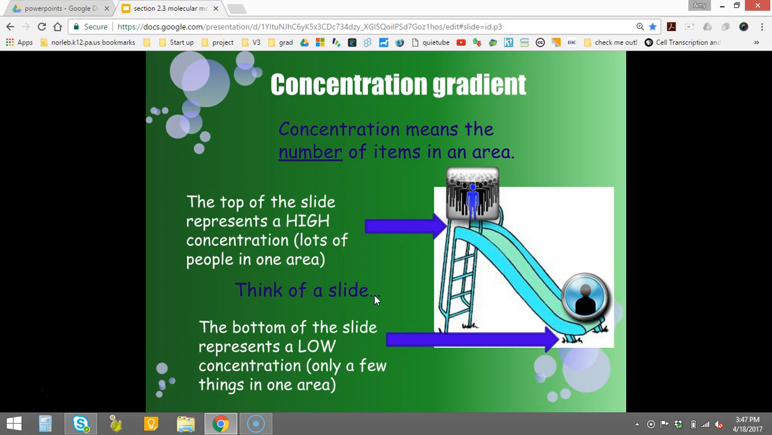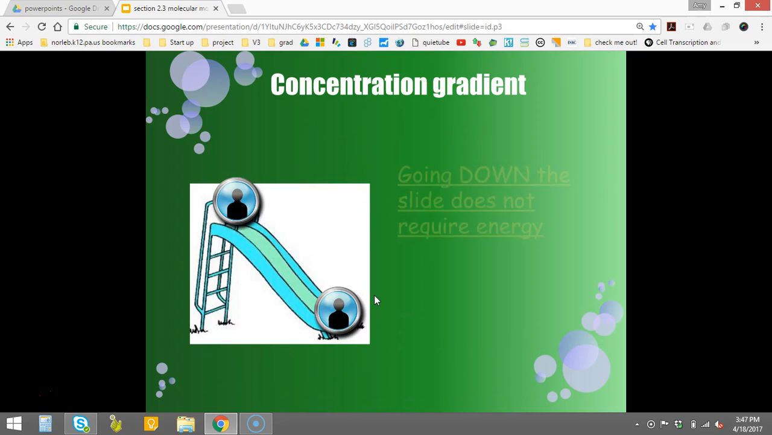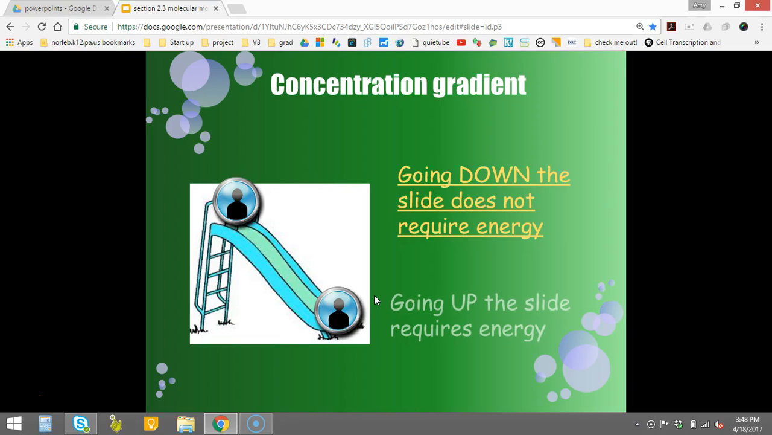So after you've drawn this, now let's take a look at concentration. Concentration gradient simply means there's a difference between the top and the bottom. If you were sitting at the top of the slide and you basically just allowed gravity to do its thing, it would not require any energy for you to go down the slide. Going down the concentration gradient doesn't require any energy. Going up the slide, however, does require energy.